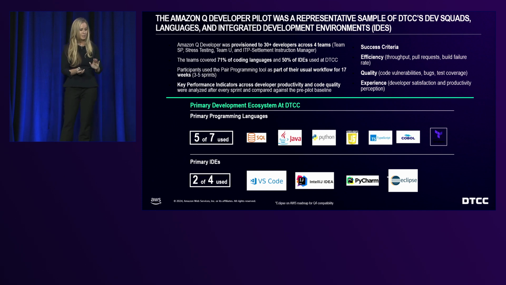So finally, how did we measure success? Success criteria is up in the right-hand corner. We had 3 metrics: efficiency, quality, and experience. And underneath the 3 metric categories, we measured for efficiency, throughput, pull requests, and build failure rate. Under quality, we measured code vulnerabilities, bugs, and test coverage. And under experience, we leveraged qualitative surveys to assess developer satisfaction and productivity perception. And we were able also to capture this data with tools that we already had.